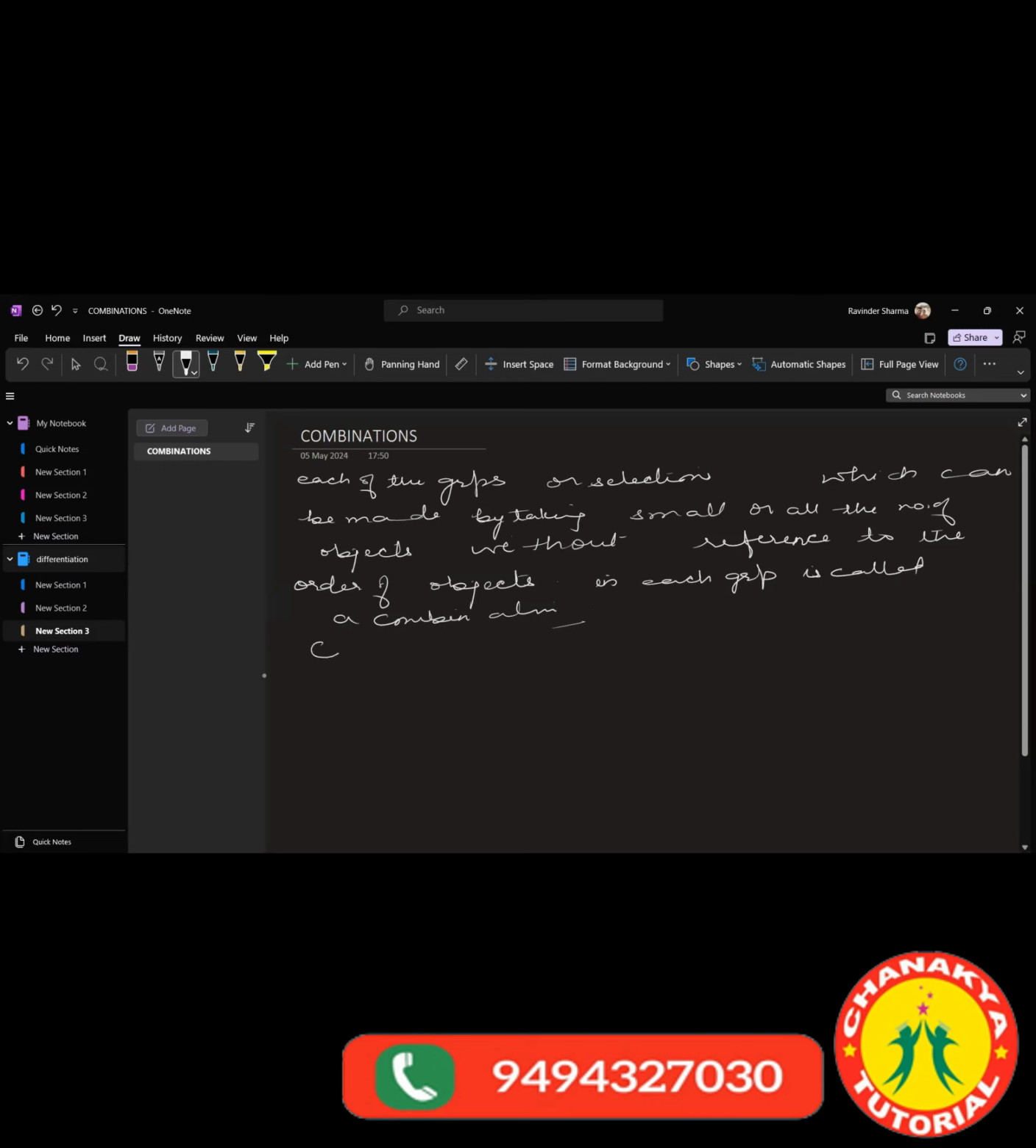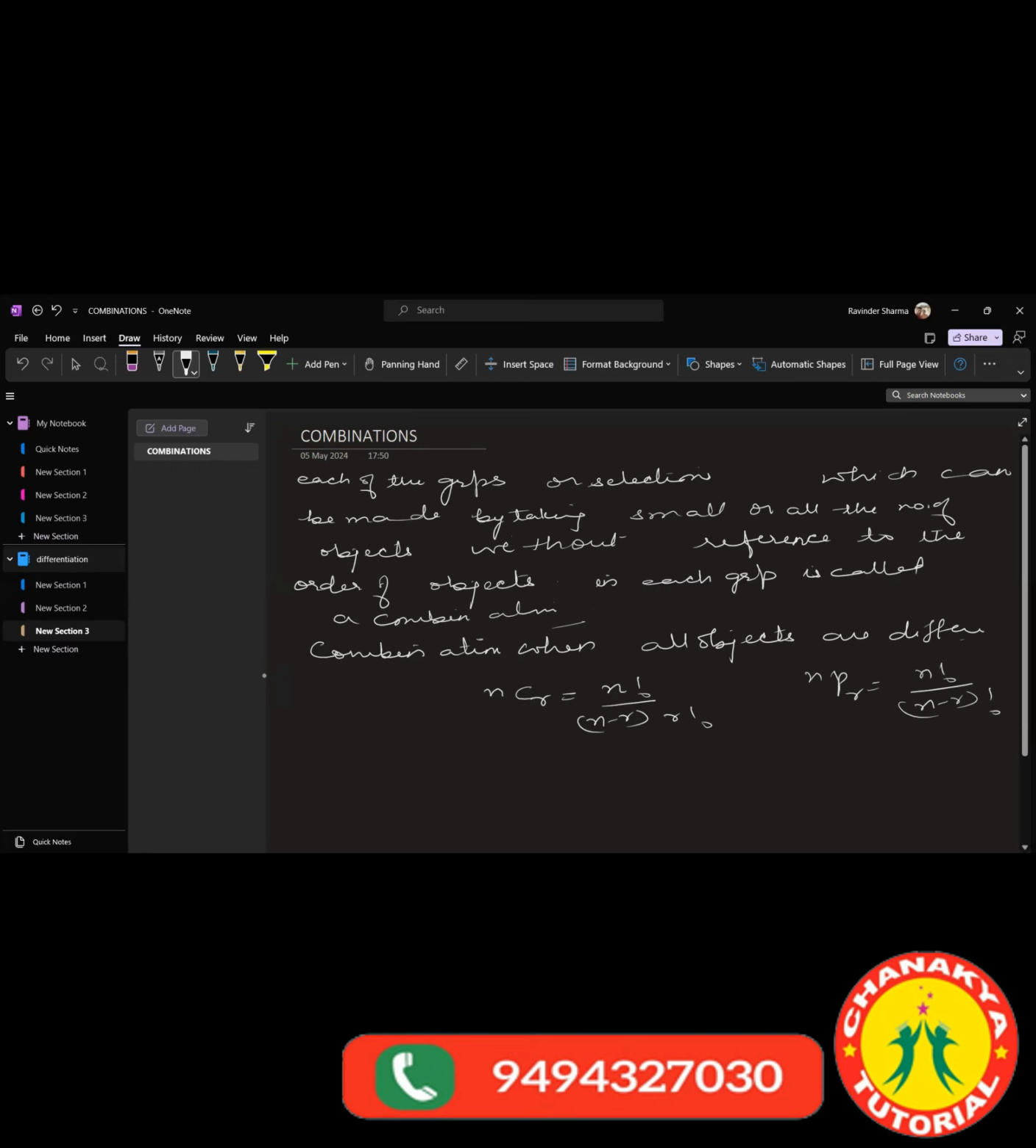Okay, see, combination when all objects are different. How will you select when all objects are different? So the formula is nCr equal to n factorial upon n minus r factorial into r factorial. What was nPr? It was n factorial upon n minus r factorial. Have you remembered, Dhananjay? Yes, ma'am. So when objects are different, you will take your combination as nCr equal to n factorial upon n minus r factorial into r factorial.